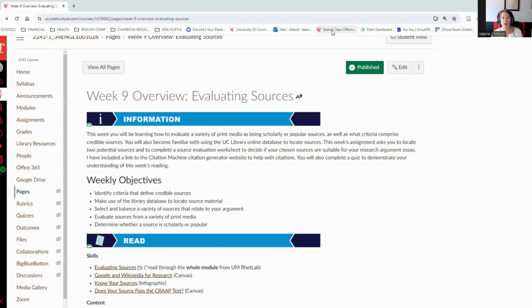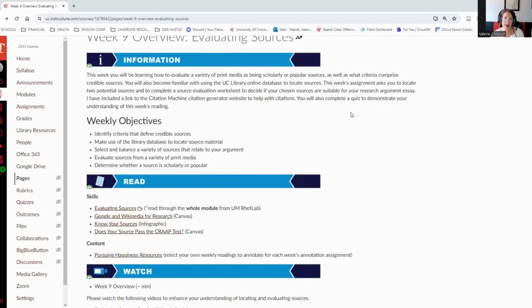So, we're going to go through a few things this week to help you understand how you can go about evaluating sources and ensuring that the information that you're using for your research is on the up and up, that it's credible, that it's reliable.